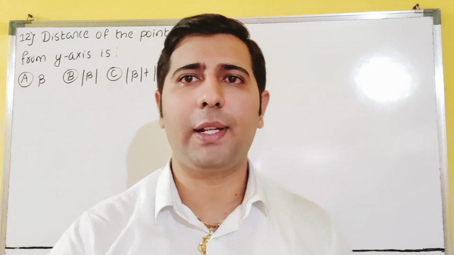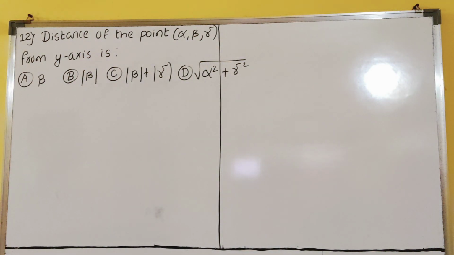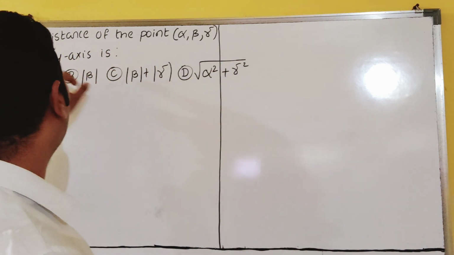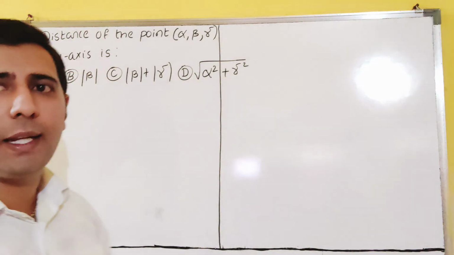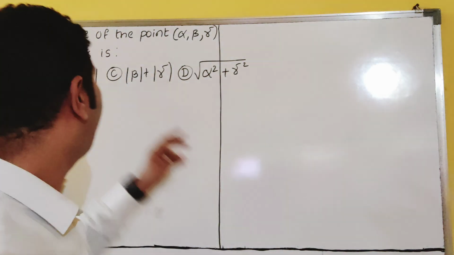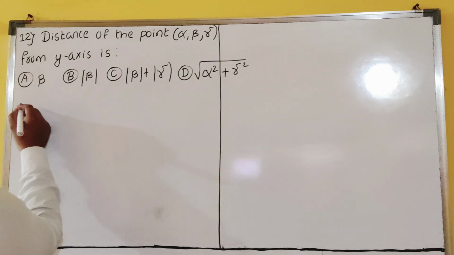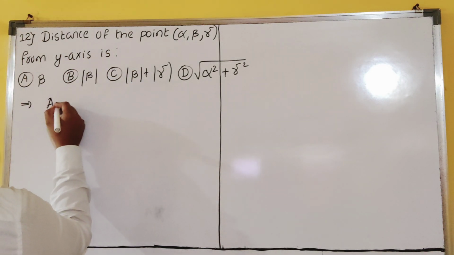Let us see the next question, dear students. Question number 12. So in 12 what is given? Distance of a point alpha, beta, gamma from y-axis is what, dear students? So distance of a point alpha, beta, gamma from y-axis. Now see, any point on y-axis.